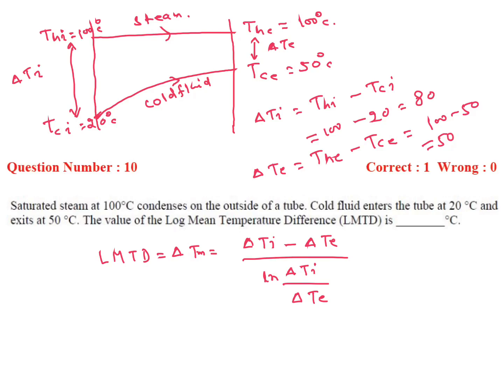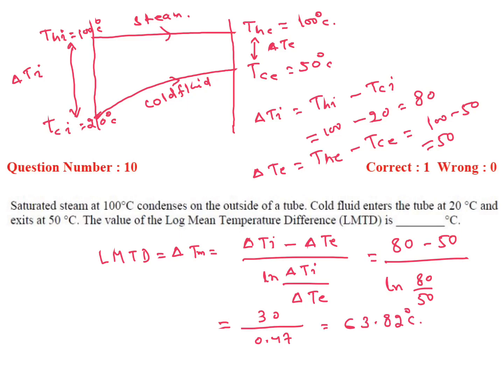So put both the values: delta Ti is 80 minus delta Te at exit 50, divided by ln 80 by 50. If you calculate this, you will get 30 divided by ln 80 by 50, which is 0.47. You will get 63.82 degrees Celsius. 1 mark question.